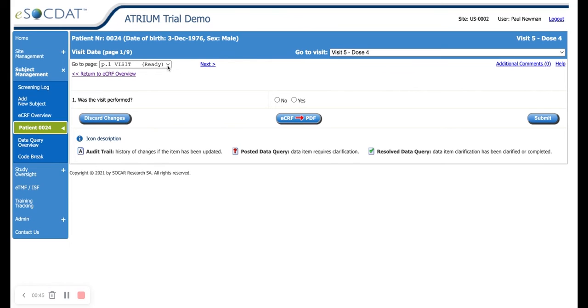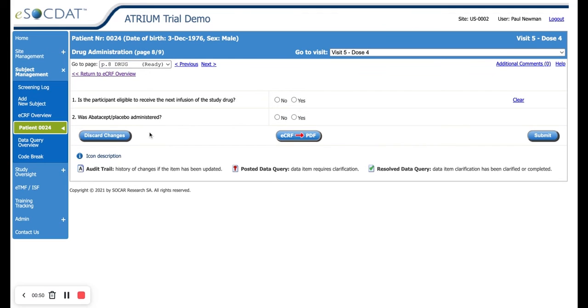You will then need to go to page 8 within Visit 5, Dose 4, and confirm eligibility prior to the infusion of the Dose 4 study drug. Please complete the laboratory forms found on page 5 and any additional forms prior to infusion 4 under Visit 5. However, this question number 1 is mandatory and must be completed regardless if the other forms are completed prior to the infusion.